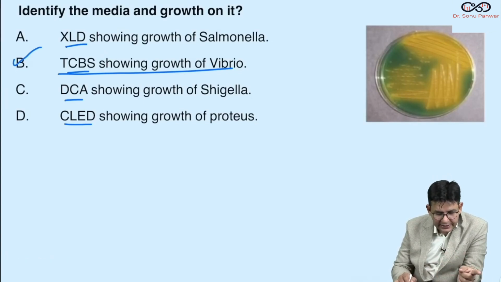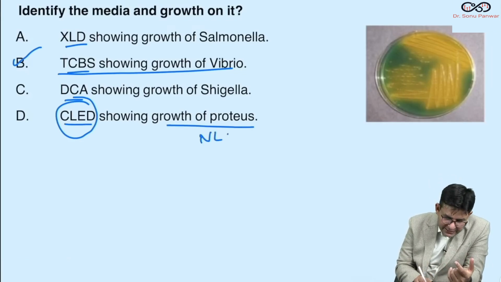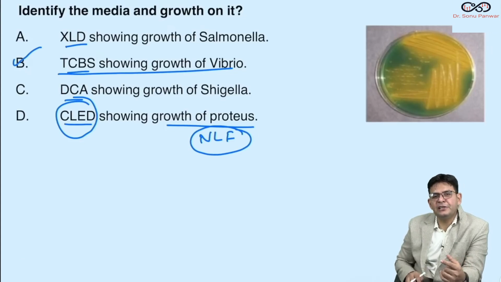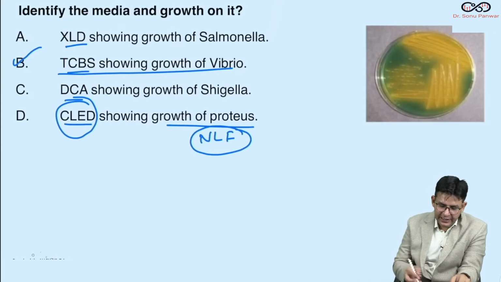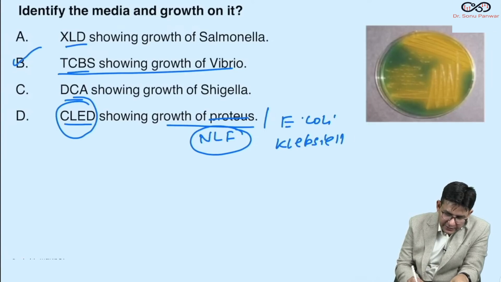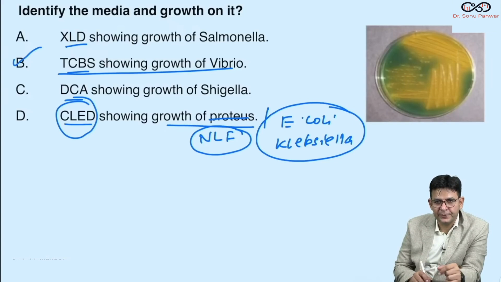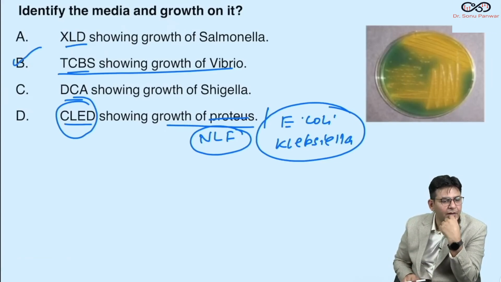But you are also right, guys, this can be CLED also. But what is the clause for that? It is not showing the growth of Proteus, because Proteus is NLF. It is a non-lactose fermenter. It will not change the color to yellow. But yes, if instead of Proteus, E. coli, Klebsiella, which are lactose fermenters, or Shigella sonnei were written, they would change the color like this. Then the question would become a tricky one. Okay, but as such, the answer is TCBS here.